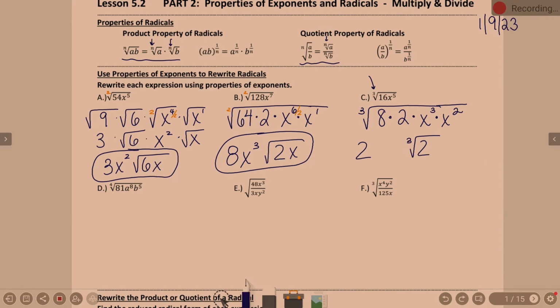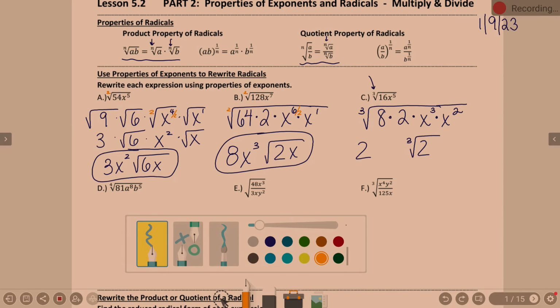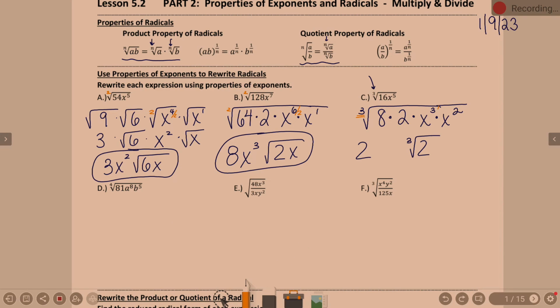X. Because 3 divides by 3 equals 1, and you get x to the first. So that's going to go out front. Cube root of x squared. I can't do it because 2 does not divide by 3. So x squared stays under the radical.